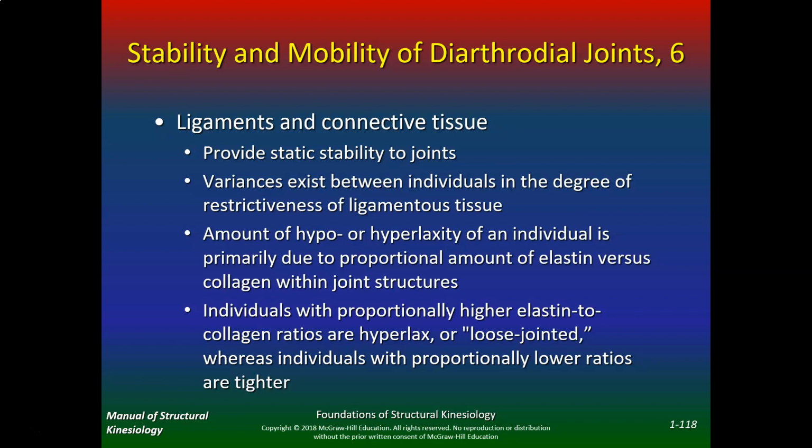And some of you can bend your finger all the way back and touch your forearm, or you have hyperextended elbows or hyperextended knees. That's not good because you don't have stability there. Okay? Individuals with proportionally higher elastin to collagen ratios are hyperlax. So those individuals, you have too much elastin.